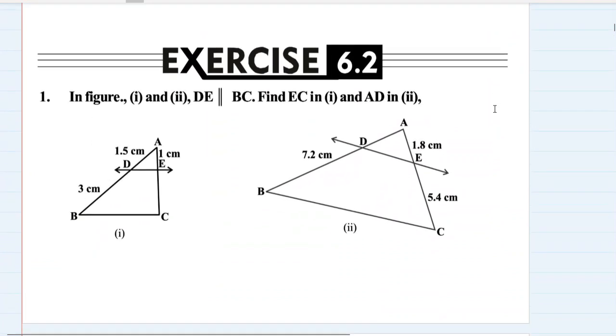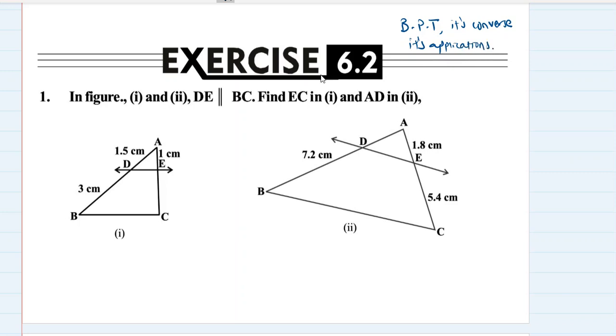Okay, next exercise, quickly moving to 6.2. Now the 6.2 exercise is based on the basic proportionality theorem, its converse, and its applications. Okay, so in figures 1 and 2, DE is parallel to BC. Find EC in 1 and AD in 2. Find EC in figure number 1, and AD in figure number 2.